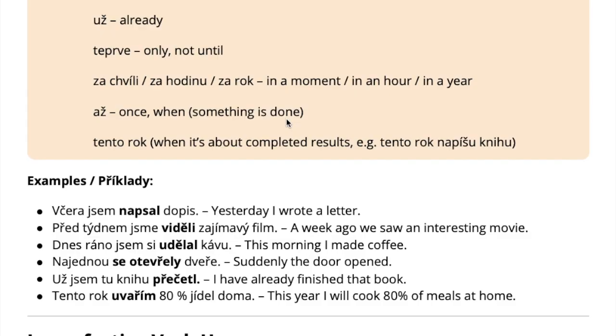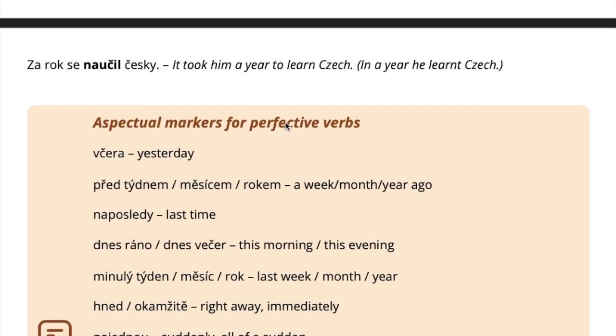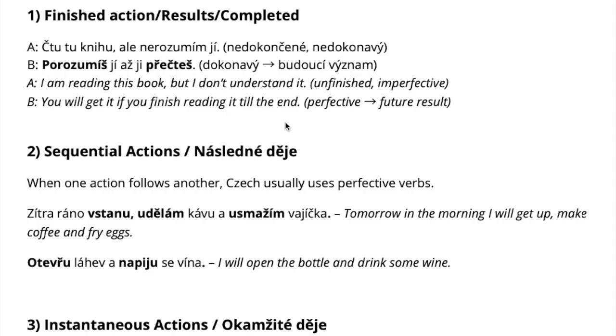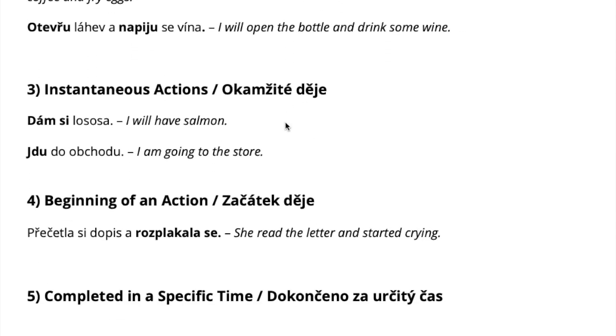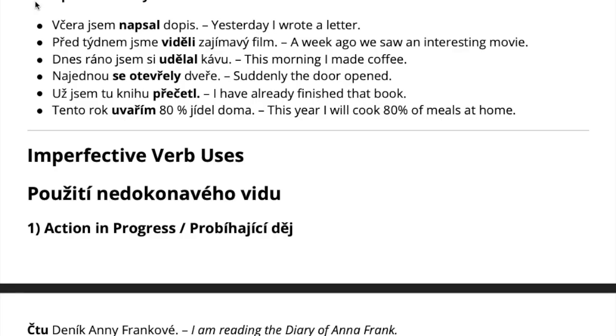For example, tento rok napíšu knihu. So I have a goal for this year. I will finish writing a book. As you can see, all these words are outlining all that I have mentioned before, the ways how we are using perfective aspect. And here I have a few more examples, příklady.